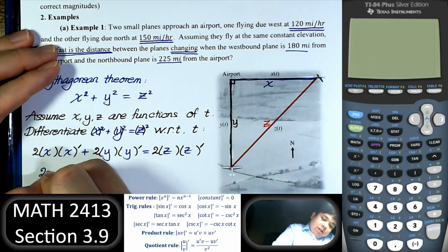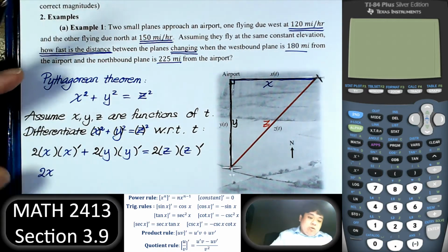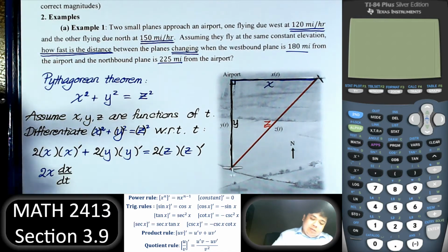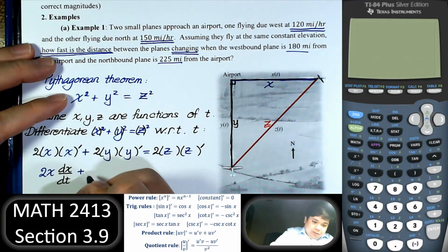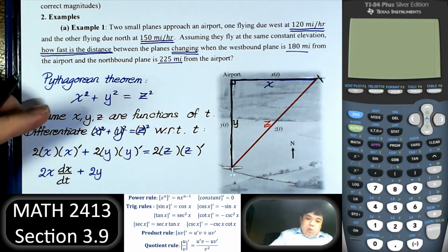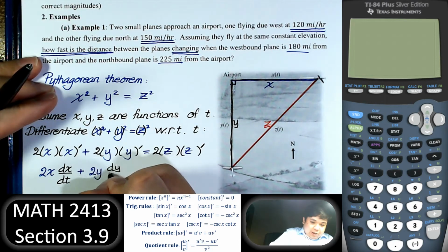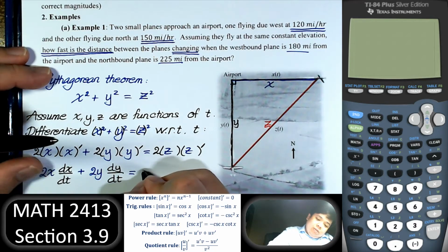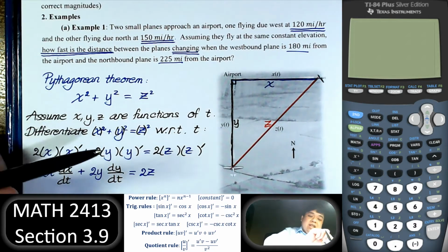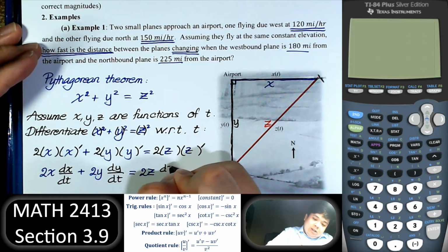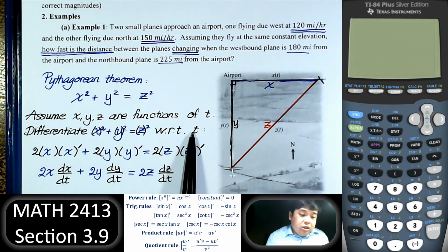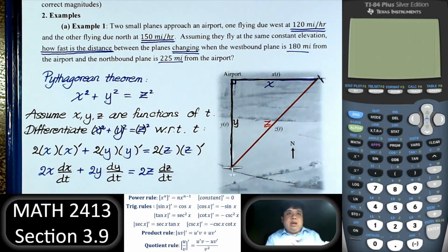So we have 2x times x prime, which is dx over dt, plus 2y dy over dt, equal to 2z dz over dt. Because that's with respect to t, and this is the derivative of x with respect to t, of y with respect to t, of z with respect to t.